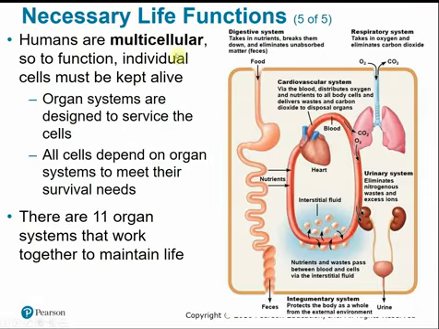Humans are multicellular, so we're composed of trillions of cells, all working together individually to keep us alive. Our organ systems are designed to service specific cells and tissues. All of our cells ultimately are going to depend on their organ systems to meet their survival needs, to get the nutrients, to remove waste products, to get oxygen. There's a total of 11 organ systems that we'll look at throughout this semester and next semester that all work together to maintain our life.